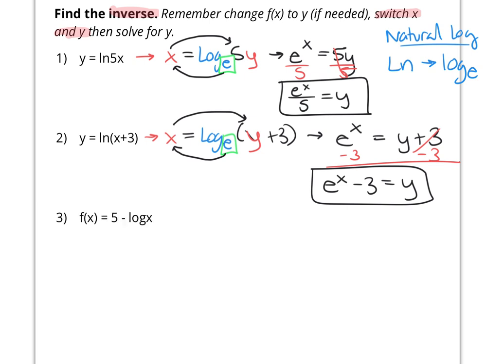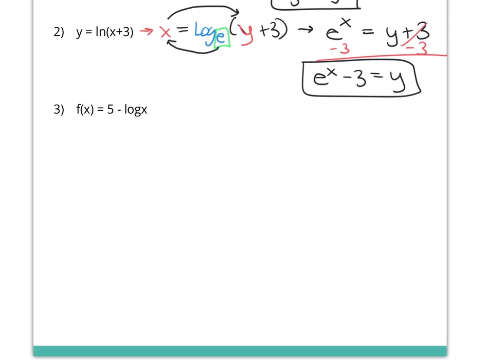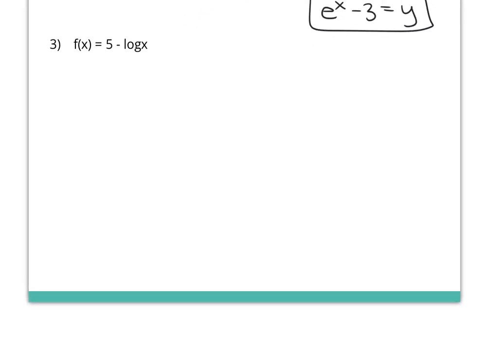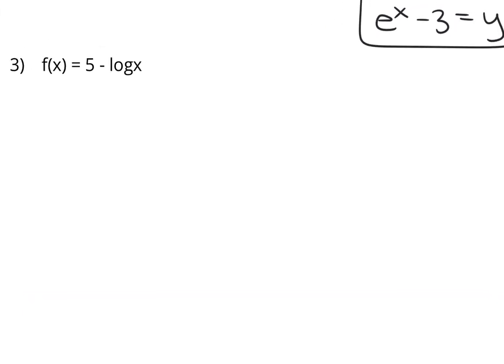I think this last one, I did do function notation, so f of x instead of a y there. f of x equals 5 minus log x. So this is a little different. Not only do we have function notation, so I do have to change that guy to a y before I switch my x and y values. But I have another issue too.